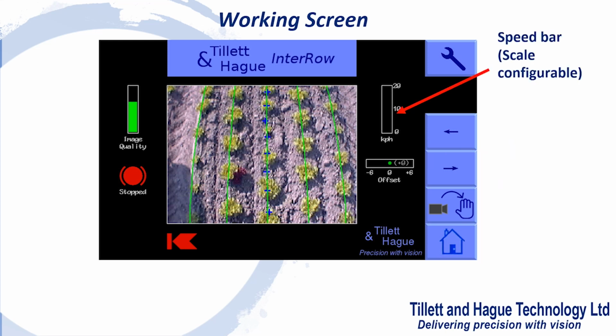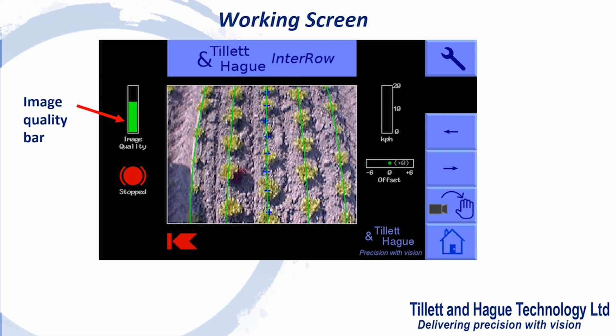A speed gauge on the right displays forward speed, which should match the tractor speed. By default, the speed bar is green up to 11 km an hour and red over 15 km an hour, which is normally a sensible operating limit, though guidance will continue at higher speeds.